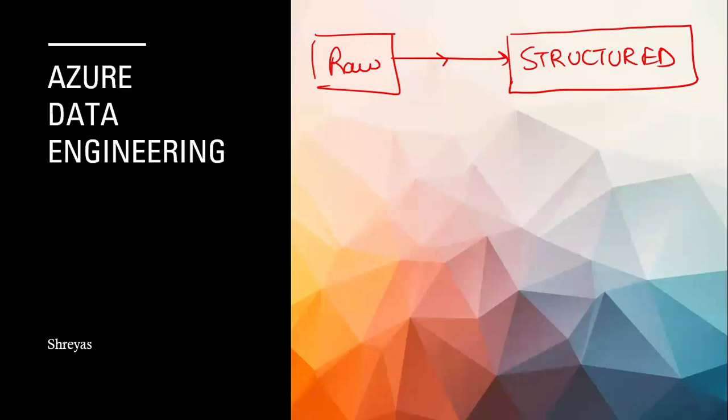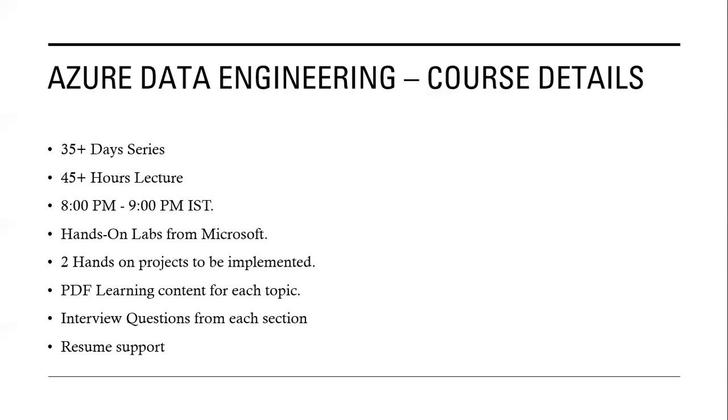I will just quickly give you a few details about what you can expect from this course. Now, this course will last for more than 35 days, right? The duration is more than 45 hours. We will have more than 45 hours of lecture spread across more than 35 days. The timing would be around 8 p.m. to 9 p.m., but generally it will go until 9:15, 9:20, 9:30 in some cases as well, right?